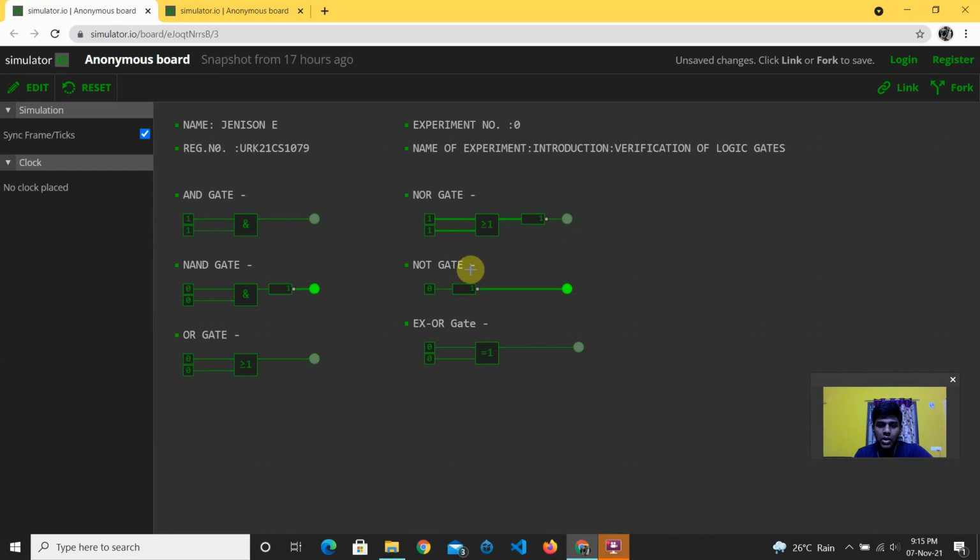Next we have NOT gate. NOT gate consists of one input and one output. So the NOT gate is also called as inverter gate. So when we run this, we will be getting the truth table for NOT gate. So when we give 0, it is 1. When we give 1, it is 0. The NOT gate truth table will be 0 1 1 0. The output is the complement of the input.